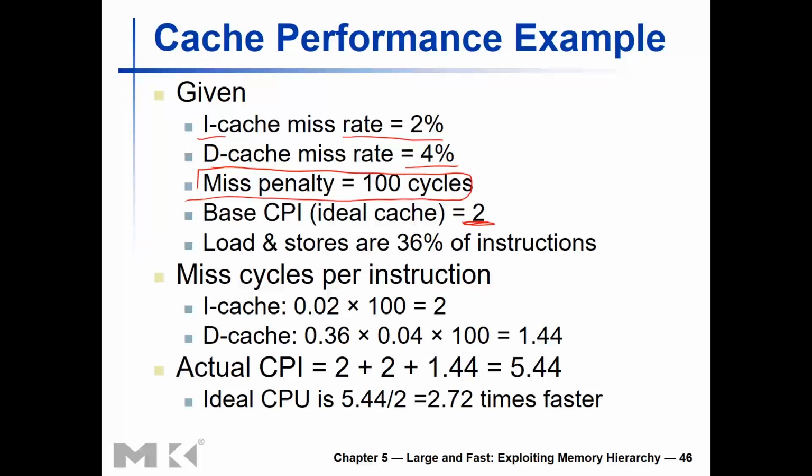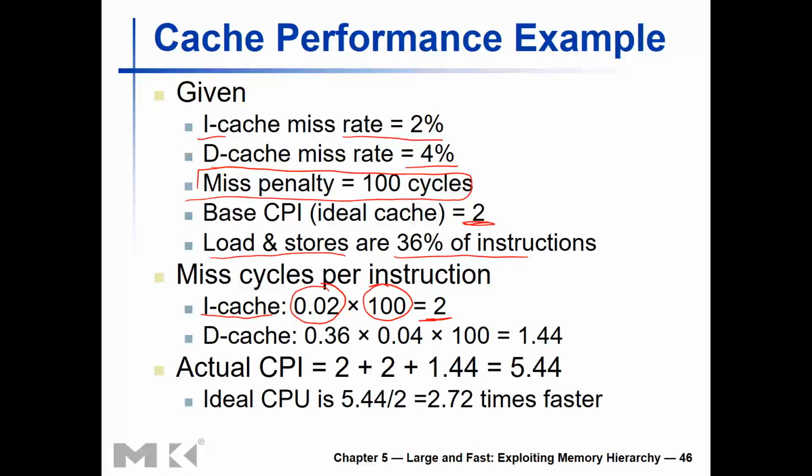He's telling me that the loads and stores are 30% of the instructions. So this is the rate of how many memory accesses per instruction, and I have to be specific: data memory accesses per instruction. So what are those miss cycles? As far as the instruction cache goes, I multiply the miss rate times the miss penalty. I'm going to get 2 cycles.